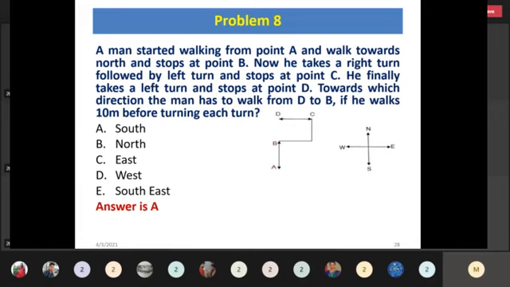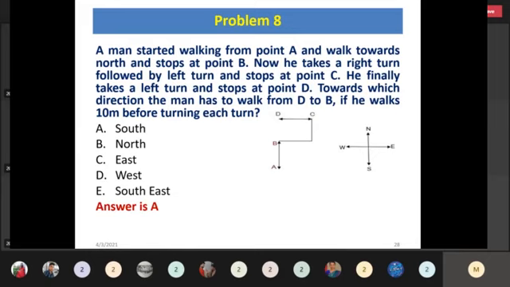Now coming to the next problem. A man started walking from point A towards north and stops at point B. Now he takes a right turn followed by a left turn and stops at point C. He finally takes a left turn and stops at point D. Towards which direction does the man have to walk from D to B if he walks 10 meters before taking each turn?